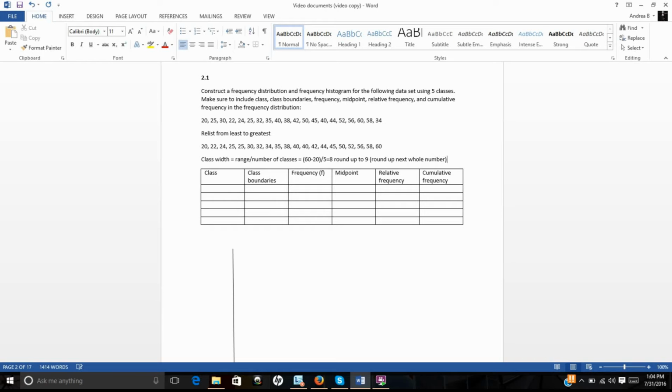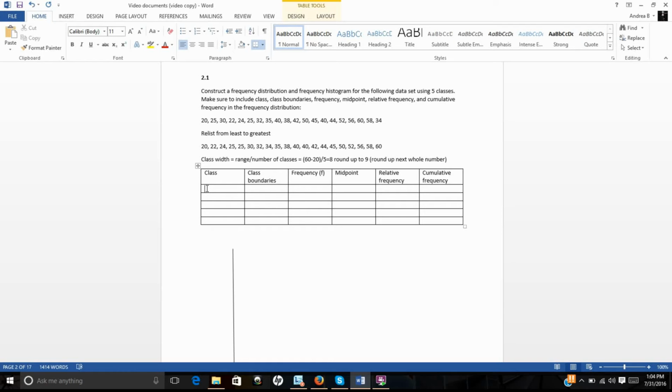The reason for that is to make sure that we have all of our values included, because whenever we're setting up our classes here, to make sure that they're all going up at the same amount each time, that we don't have more values in one class than the other.